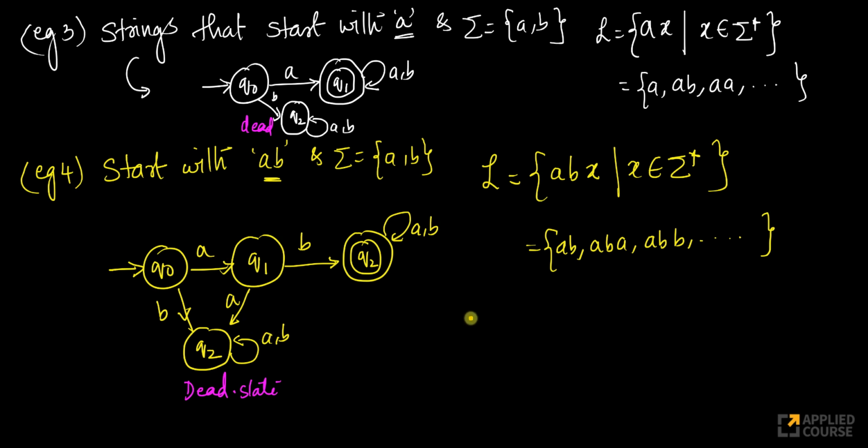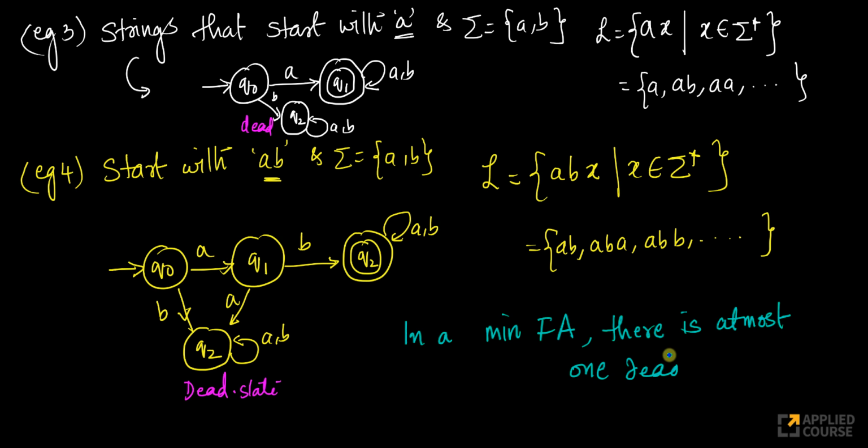There's a very interesting idea here: if you're constructing a minimum finite automata, it has a very interesting property. In a minimum finite automata, there is at most, to be precise, one dead state, because you don't need a second dead state. If you have only one dead state, for all the cases where you want to get stuck in a dead state, you'll just create transitions to that state.